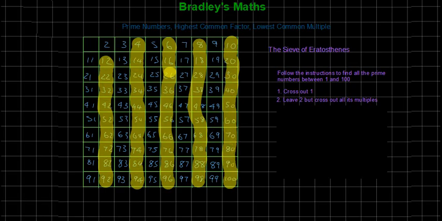Right. So leave two, but cross out all its multiples. Do you know why we're leaving two? Have a think about it. I've actually already told you why. So leave three, but cross out all its multiples.